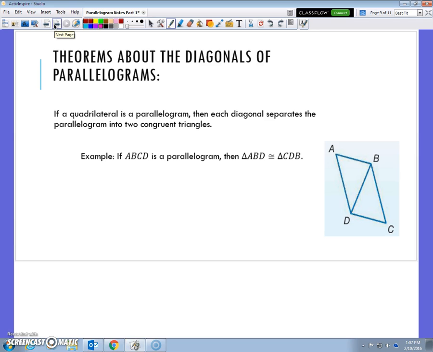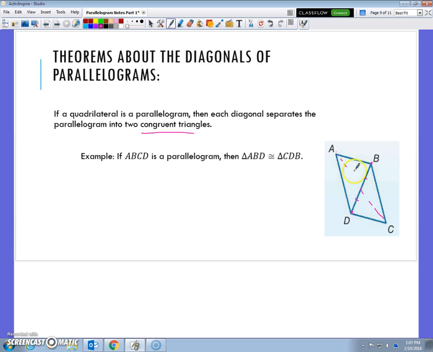Also, with diagonals, each one separates the parallelogram into two congruent triangles. So if I made a diagonal here, I would know that triangle ABD and CDB are congruent triangles. That's really important. That's going to be a big one. We have congruent triangles in our quadrilaterals. So if I made this diagonal right here, there's lots of things we know now.